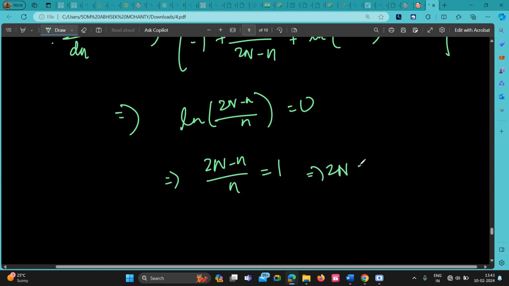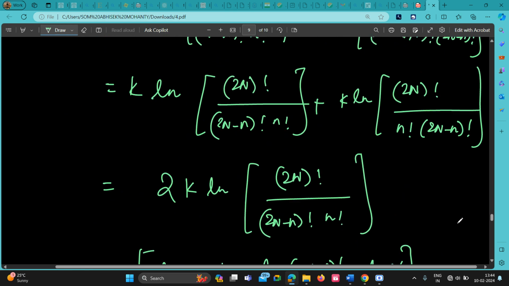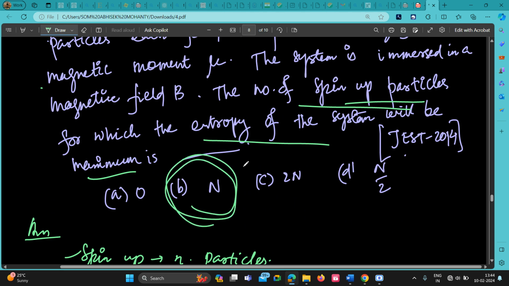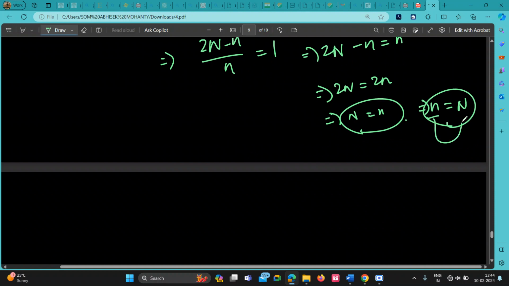So 2N minus n is equal to n. So 2n is equal to 2N. So n is equal to N. That's what it is. Okay. So the number of spin up particles for which the entropy is maximum is how much? The answer is, because we found the number of spin up particles is small n, and small n we found as capital N. Okay. So, is it clear? I hope it's clear.